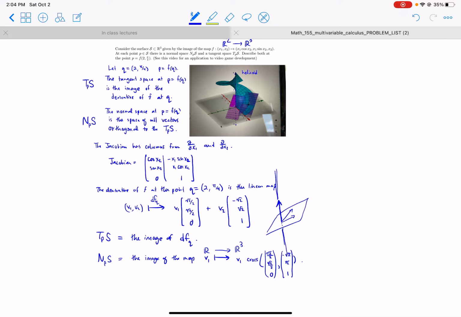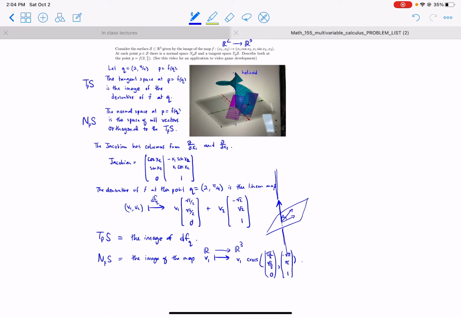So I calculated the Jacobian matrix, which allowed me to define a map. It's a linear map, and its image is the tangent space. The normal space, then, is the image of another map giving a line of all possible vectors that are at 90 degrees.